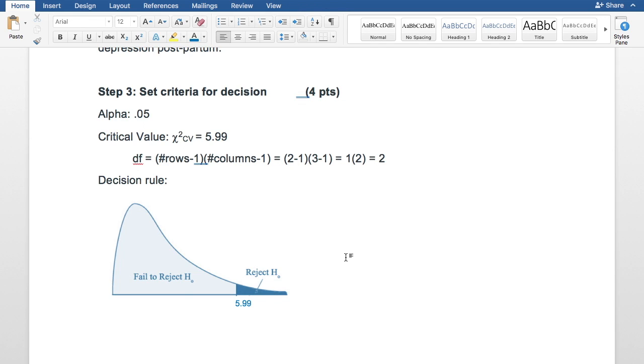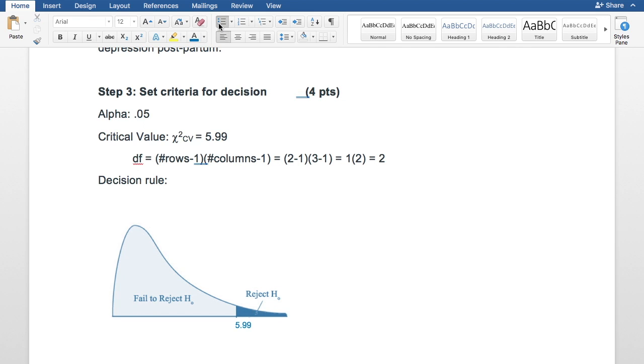If you were to write this out in sentence form, and remember, you should only choose one method for putting your decision rule, please do not choose to do sentence form and a distribution. Just pick whichever one you like best and which one makes sense to you.